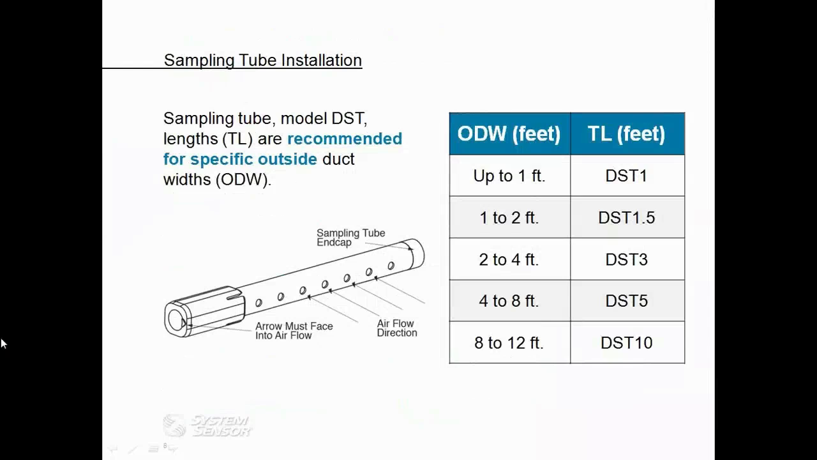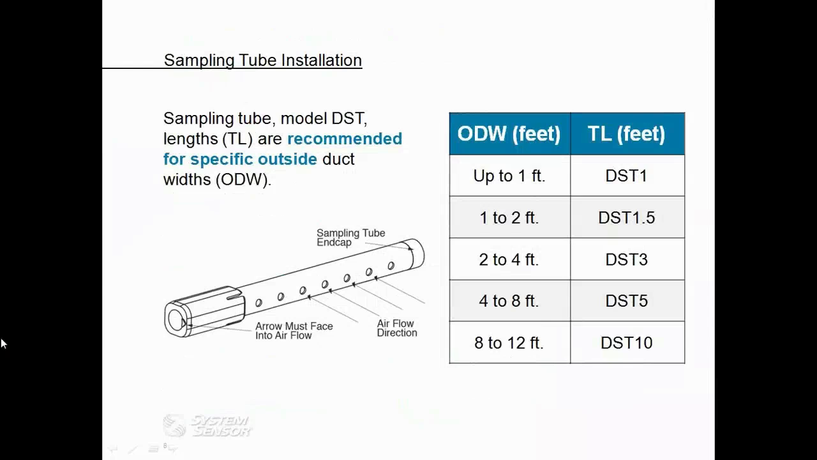I know that this sounds like complete common sense, but surprisingly enough, we have seen on many occasions in the field where sampling tubes are installed with the holes facing the wrong way or the exhaust tube in front of the sampling tube, so it's just something that we like to point out.